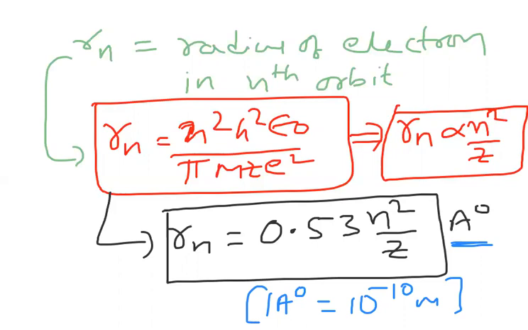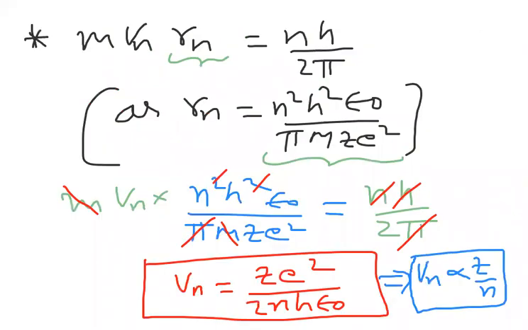After the radius of the nth orbit, we targeted the speed of the electron in the nth orbit. Again we took the formula of angular momentum, nh by 2 pi. Now I eliminated Rn, because we already got the Rn value; just substitute it in place of Rn. Then I can get the expression: Vn is equal to Z square by 2 nh epsilon. Vn is proportional to Z by n. So we got the expression for the speed of the electron in the nth orbit.